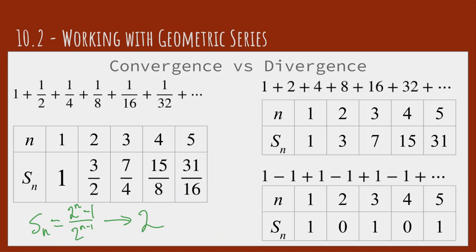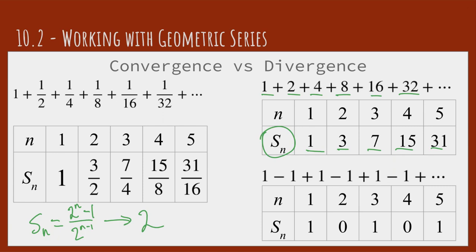On the other side here, I think it's pretty obvious, but if we look at partial sums, the terms themselves are getting really big. So as we add the terms together, that's also getting really big. So the partial sums themselves are not approaching some finite value, so this series is going to diverge.